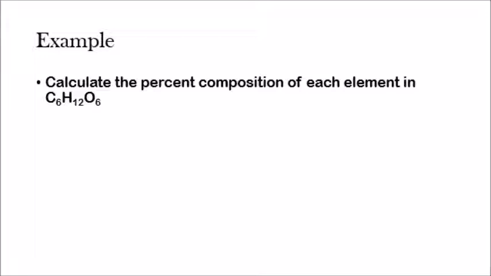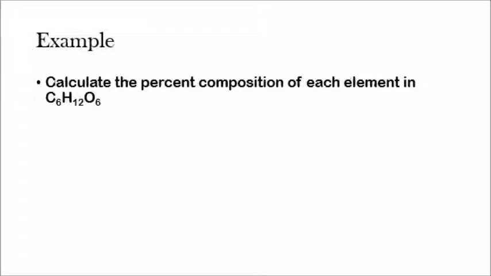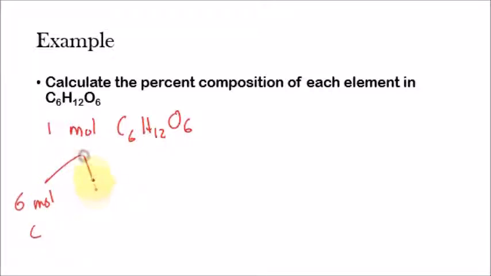So there are 3 elements here: carbon, hydrogen, and oxygen. The first step is to find the mass of each element in 1 mole of the compound. So in 1 mole of C6H12O6, we're going to have 6 moles of carbon, 12 moles of hydrogen, and 6 moles of oxygen.